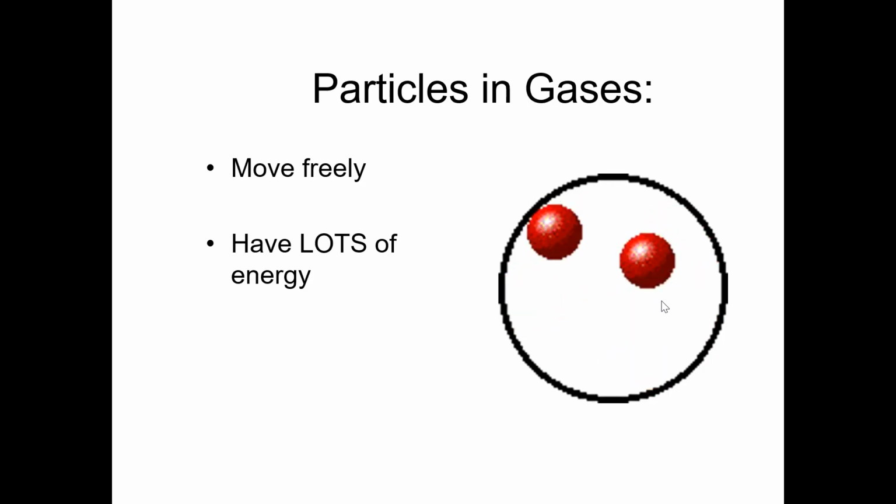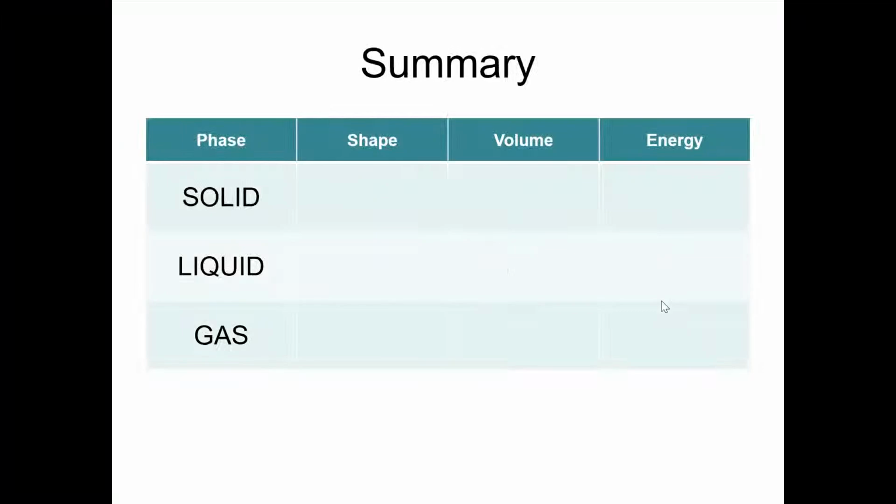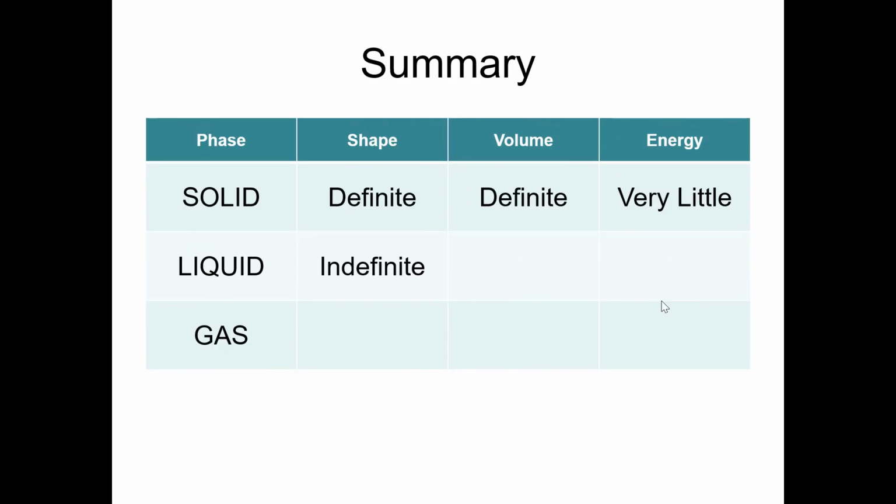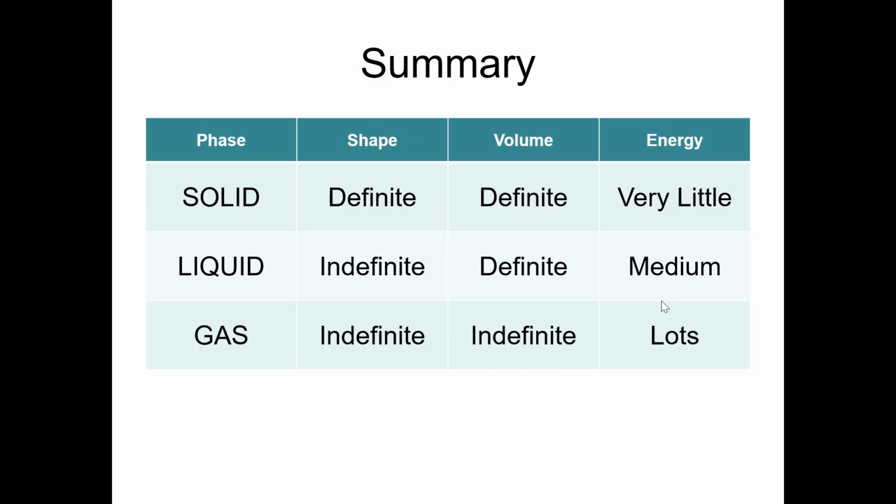If we were to break this down and summarize what I just said, solids have a definite shape and a definite volume, and they have the lowest of the energies. Liquids have an indefinite shape, meaning they take the shape of the container, but they have a definite volume, and they have a little bit more energy. And finally, gases have an indefinite shape and an indefinite volume, and they have lots of energy, much, much greater than the solids and the liquids.